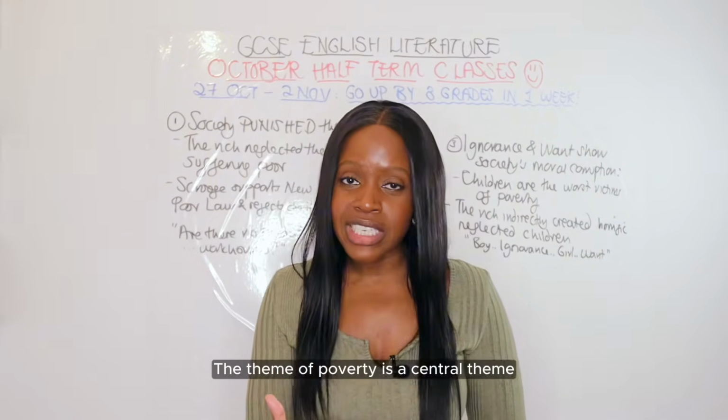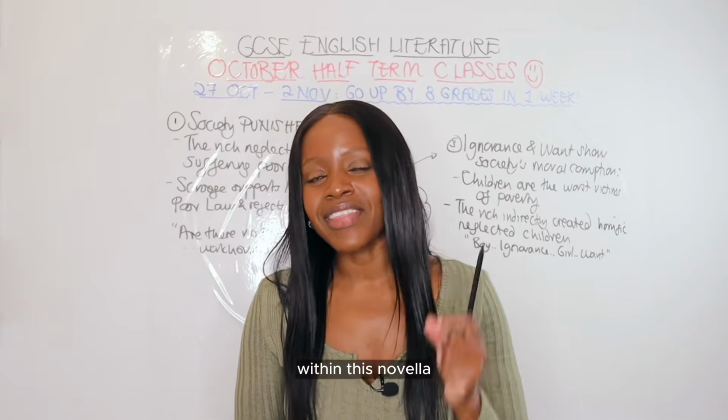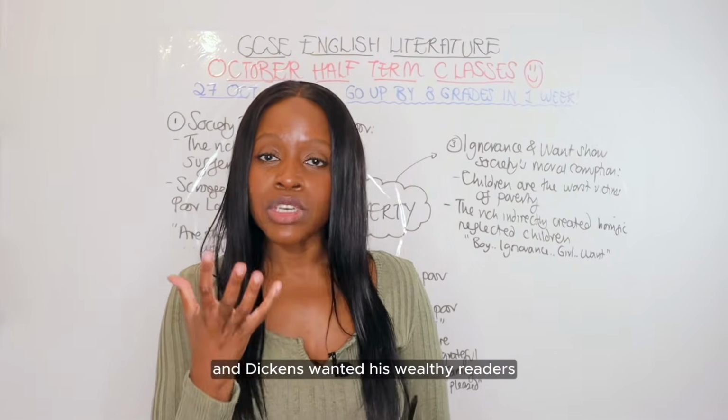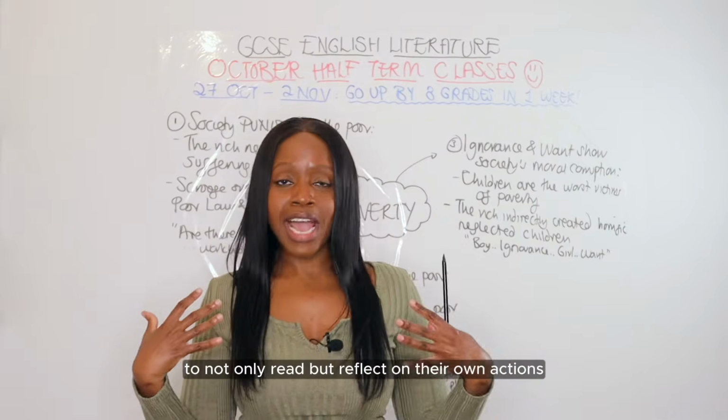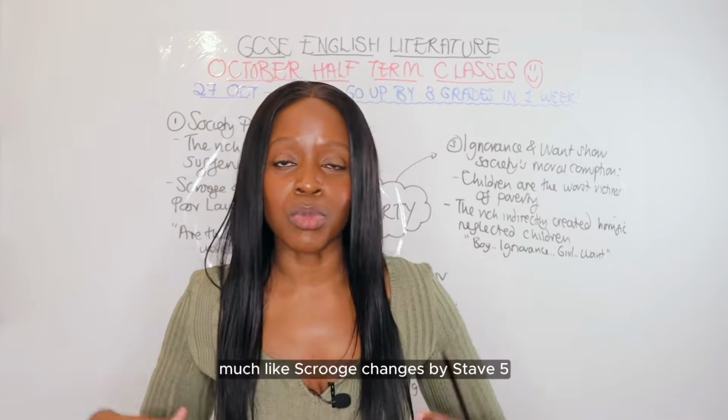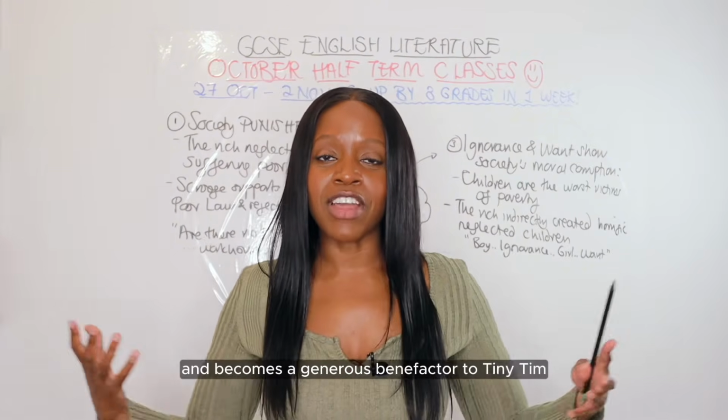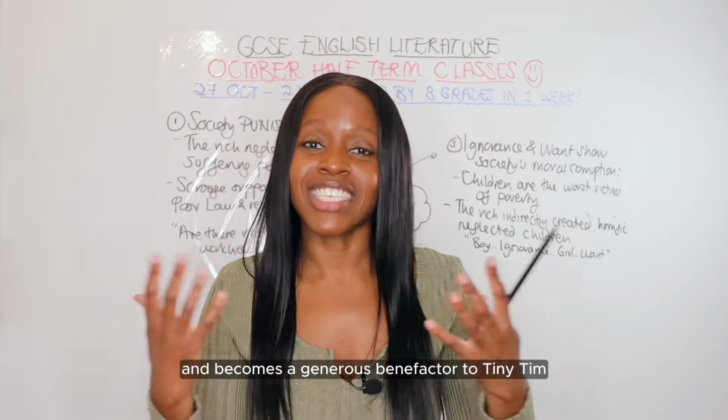The theme of poverty was a central theme within this novella that Dickens wanted his very wealthy readers to not only read but reflect on their own actions and consider how they can change, much like Scrooge changes by stage 5 and becomes a generous benefactor to Tiny Tim.